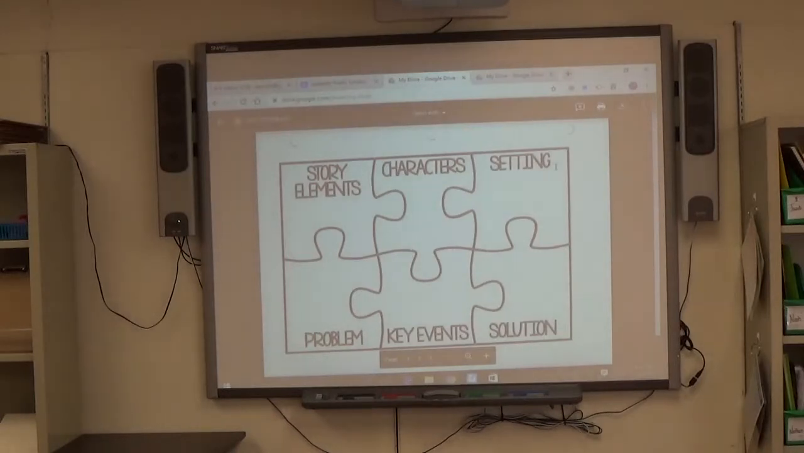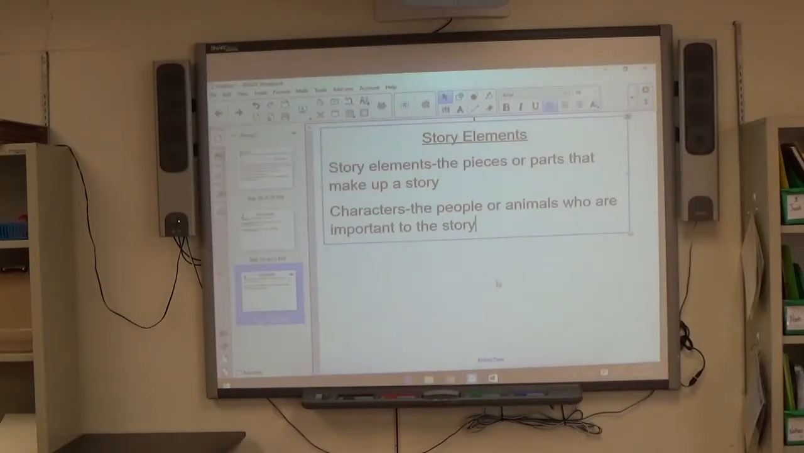Moving on to our third box, we have setting. Most frequently, when people think about setting, they think about where a story takes place. We need to add to that, so not only are we including where a story takes place, but when. So our definition is the time and location a story takes place. And we often refer to this as where and when.